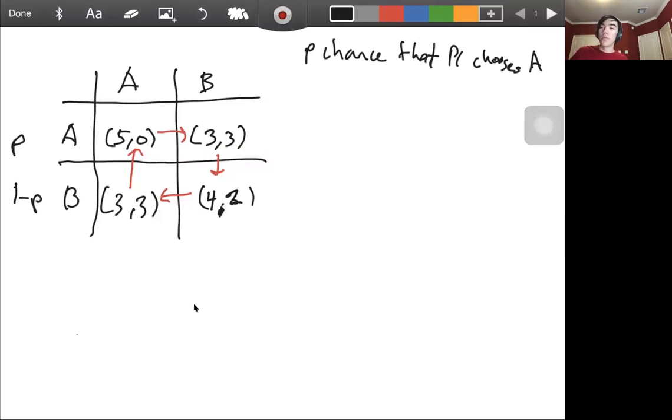And we're going to, I would do Q, but Q looks too similar to P. So I'm going to say X. There's an X chance that player 2 chooses A. So there's a 1 minus X chance that player 2 chooses B. So again, we can do the equating expected values thing.